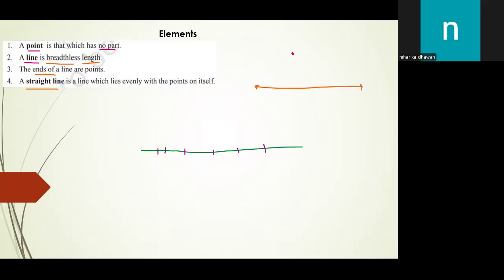Even at this point, we can find a point. Here also we will have a point. Here also we will have a point. So on a straight line, we have so many points. At any position, we can find a point on a straight line. So a straight line is a line which lies evenly, meaning it has no breaks in between, with the points on itself. It means a straight line has many points, and at any position on it, we can find a point.